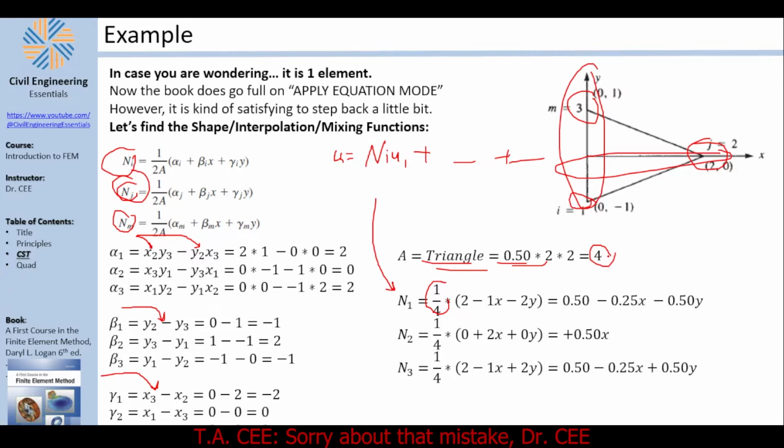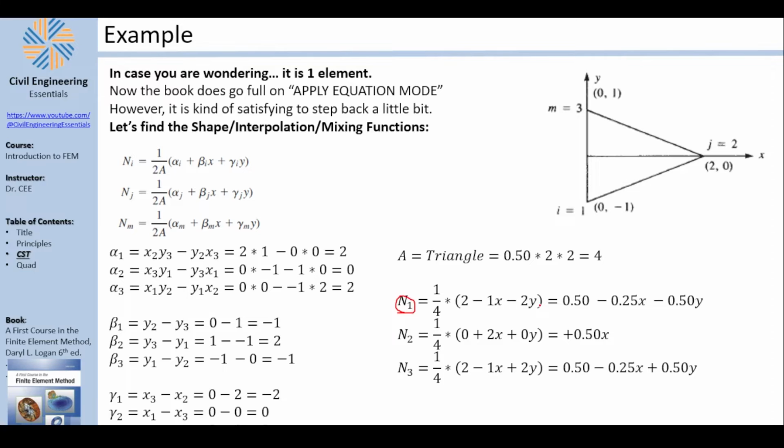Wait, what? I think my teaching assistant has messed up, because half by 2 by 2 is 2, not 4. So I think my team is not doing a good job right now. This is 2, of course. This here is correct because it's 1/2A, and if the area is 2, then it becomes 1/4. Fantastic.